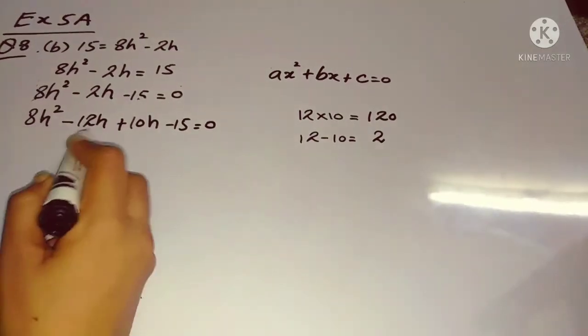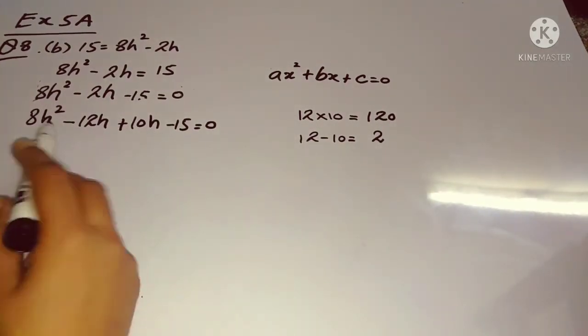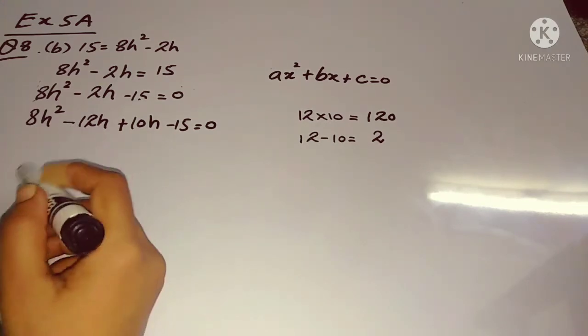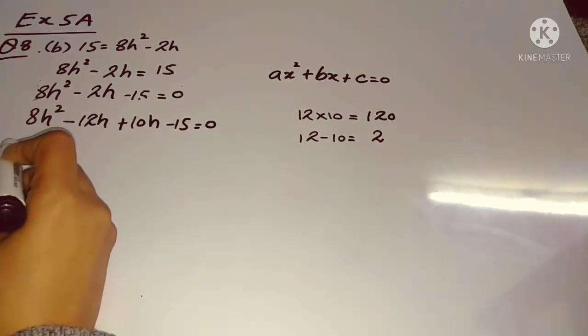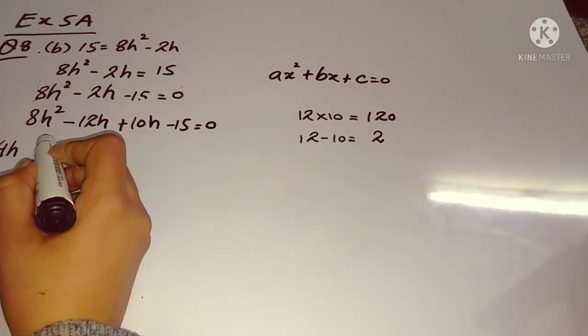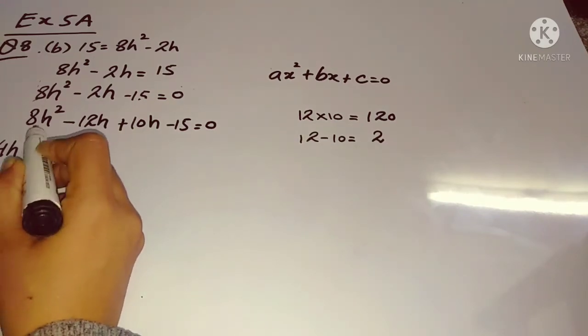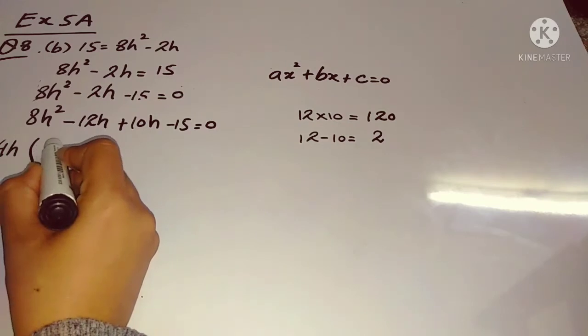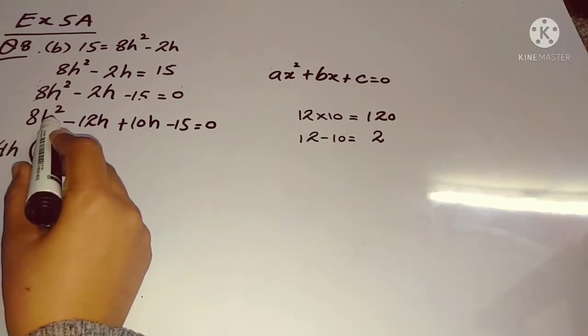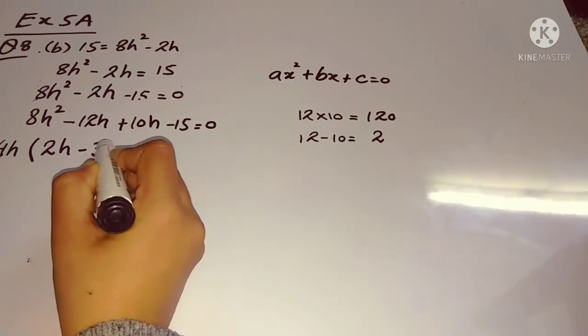What's common in the first two terms? As you can see, 8 and 12 are both divisible by 4, and h is also common. So I can take h common, and I can also take 4 common. They are also divisible by 2, but whenever you take the common, you have to choose the bigger number. So you have taken 4 2s are 8, and h common. This is h square, so 1 h is left over here. Minus 4 3s are 12.